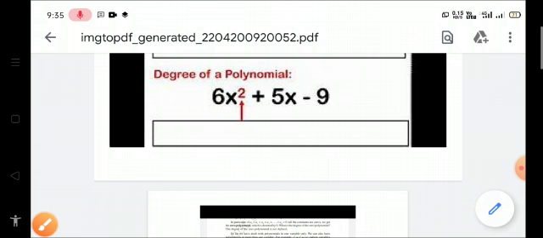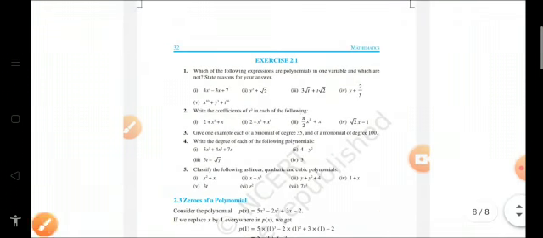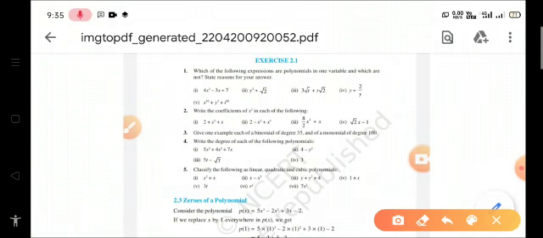This is all about the first chapter introduction. I think you will get no new topics. Now see exercise 2.1, NCERT question: which of the following expressions are polynomials in one variable and which are not? State reason for your answer.